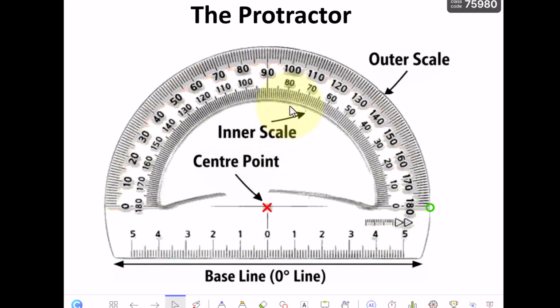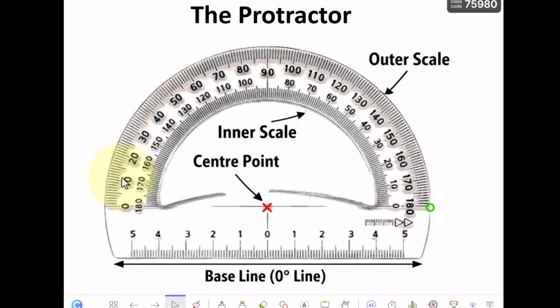Now this is how a protractor looks like, the one that is common in our math set in secondary school, primary school, and so on in Nigerian schools. Now this is the protractor. You can see where I labeled the outer scale. You see the 0 mark, which is for the inner. The 180 mark, this is for the outer scale.